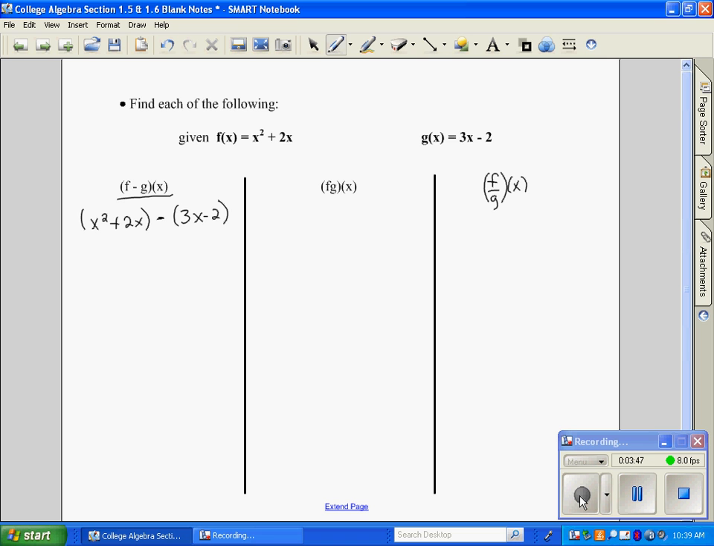To do that, we can't forget that we have to distribute, so we get x squared plus 2x minus 3x plus 2, and then we want to add like terms right here, so x squared minus x plus 2.